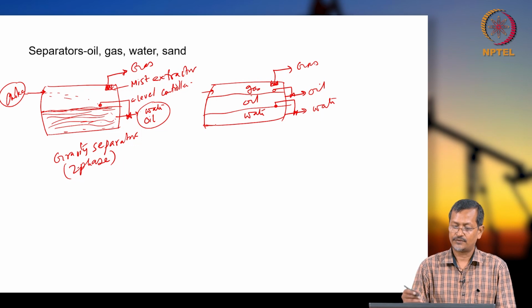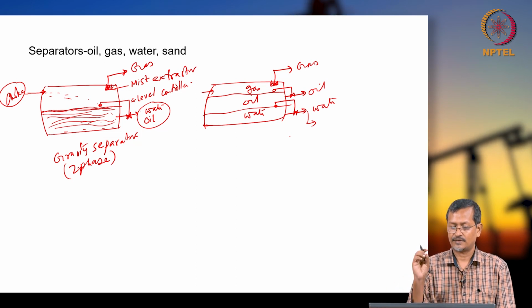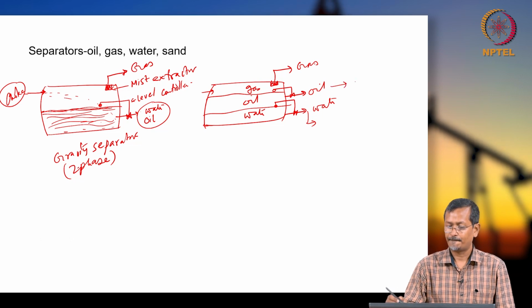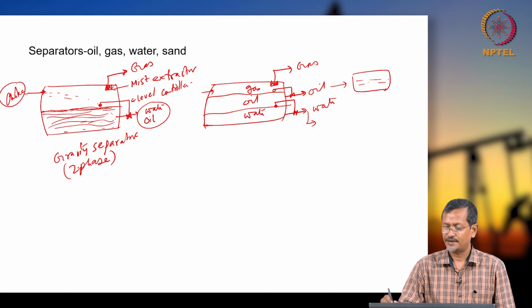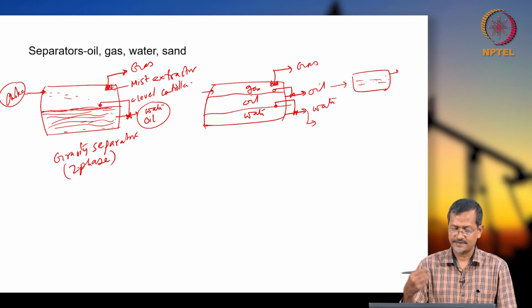Now you have three phases, let us say you got water. You have to separate the water in a certain way so that hydrocarbon particles are almost removed, and then you can dispose of it. Oil, you again pass through another separator, where you remove very small, tiny water particles also. After that you can send it to your customer. And gas we will discuss later.